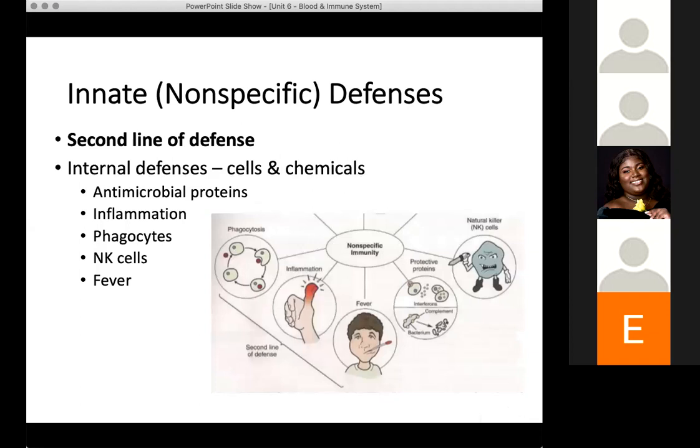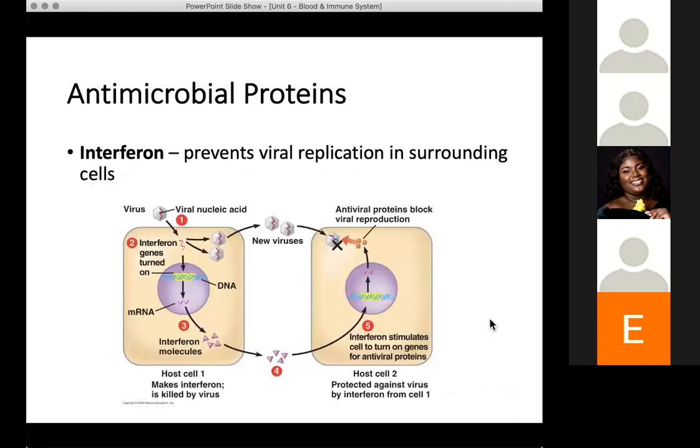First of all, there's a group of proteins called antimicrobial proteins. They stop the growth of bacteria in body fluids. There's interferon. That's a protein produced by a cell that's been infected with a virus. And basically what it does is it travels to surrounding cells and stops the virus from replicating any further.